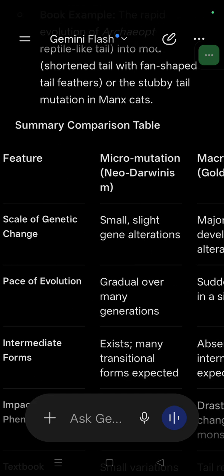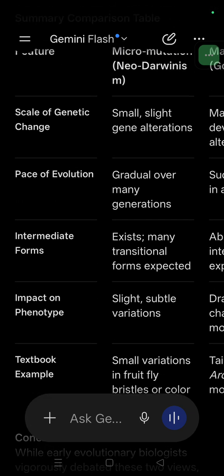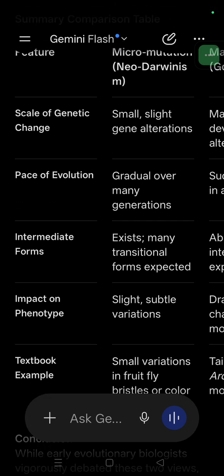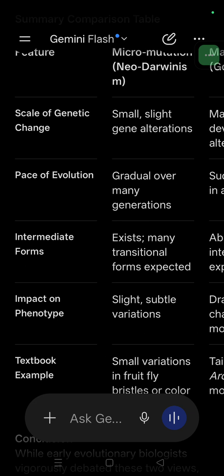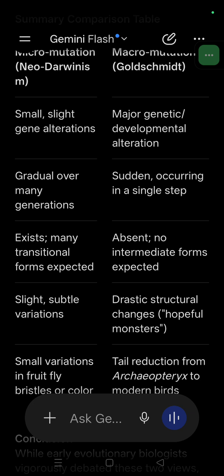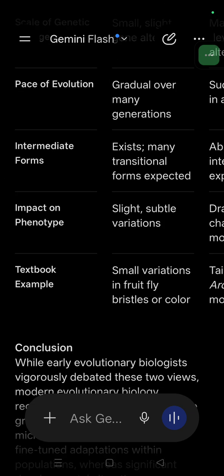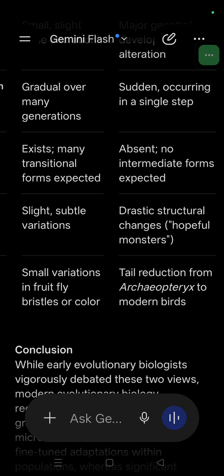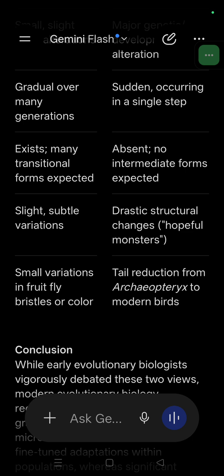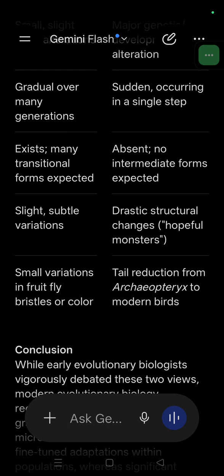So, micromutation, neo-Darwinism, versus macromutation, Goldschmidt. Scale of genetic change: small, slight genetic alteration versus major genetic alteration. Pace of evolution: gradual over many generations versus sudden, occurring in a single step. Intermediate forms: many transitional forms expected versus absent, no intermediate forms expected. Impact on phenotype: slight, subtle variation versus drastic structural changes, hopeful monsters. Examples: small variations in fruit fly bristle number and color versus tail reduction from Archaeopteryx.